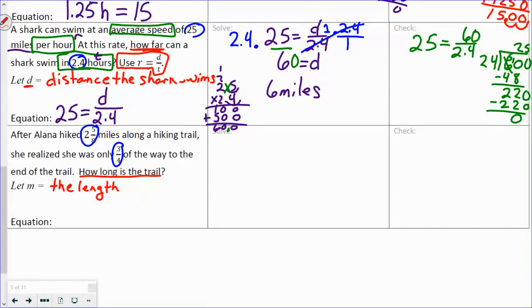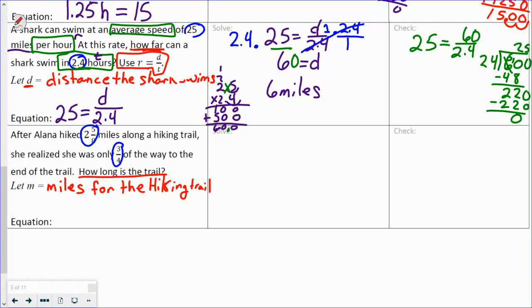Or how many miles? Is that what it is? We're using miles. Let's do that. How long for the hiking trail? We don't know how many miles. Okay. So what's our equation?